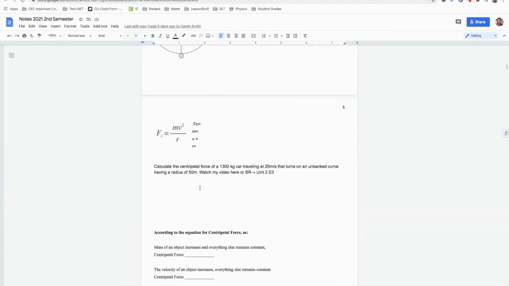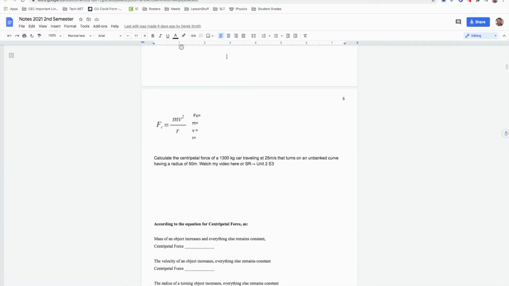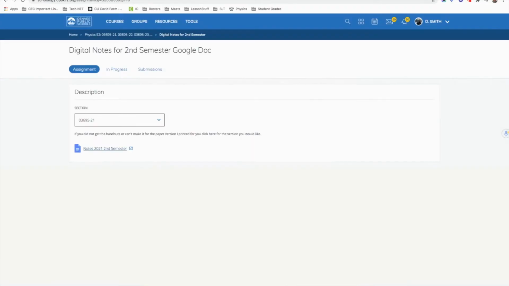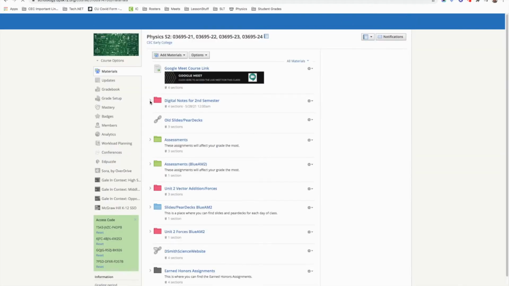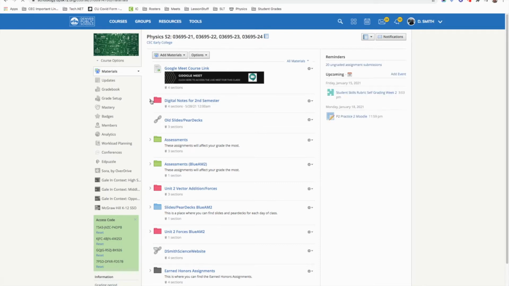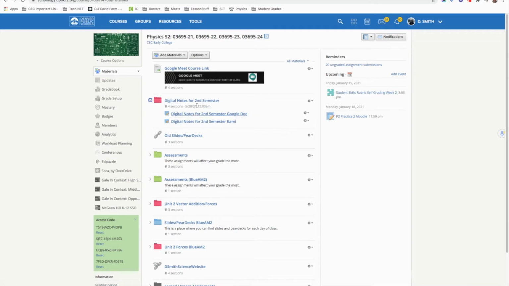So let's work an example problem. This is the equation right here, on page 5 of your notes if you have the handouts. If not, you can take notes via Cami. In my course, the notes for second semester can look a little different than yours. You can use Cami or Google Docs, right? So anyway, back into it. I don't want to make this video too long.